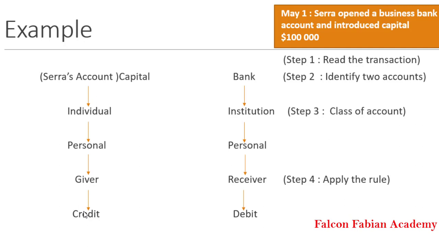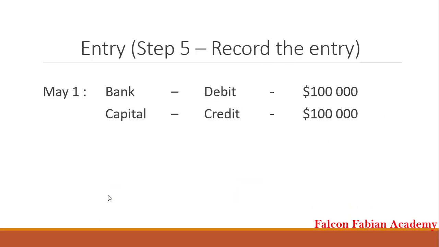Now let's have a look at the entry. So this is your fifth step. You would always write the debit entry first and the credit entry second. So this is how it is going to look like in simple terms. After analyzing, we identify that bank account needs to be debited with the value 100,000 and capital account needs to be credited with the value 100,000.